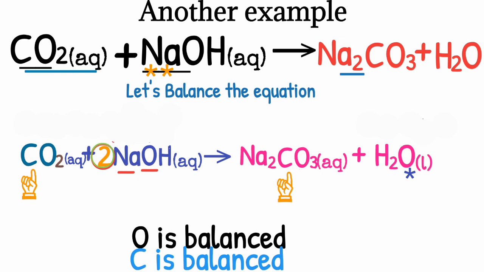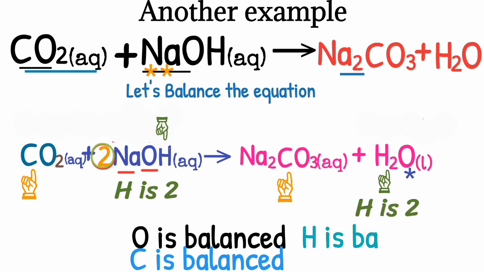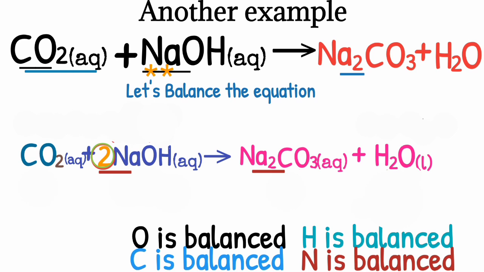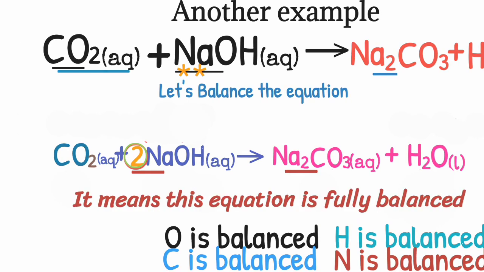So carbon is balanced. Now, let's check another thing. The hydrogen is 2, and here too, the hydrogen is 2. H is 2 at the reactant side. H is 2 at the product side. So hydrogen is also balanced. Now it is left with only sodium, right? Sodium is 2 here, sodium is 2 there, so sodium is also balanced. Na is balanced, sorry, not N, it's Na.